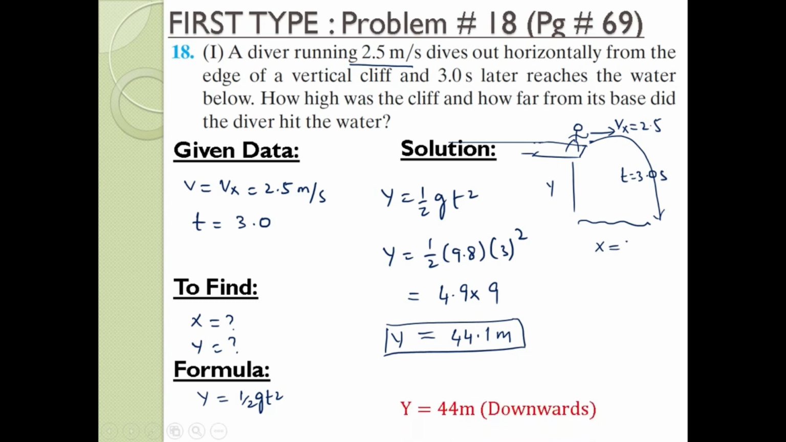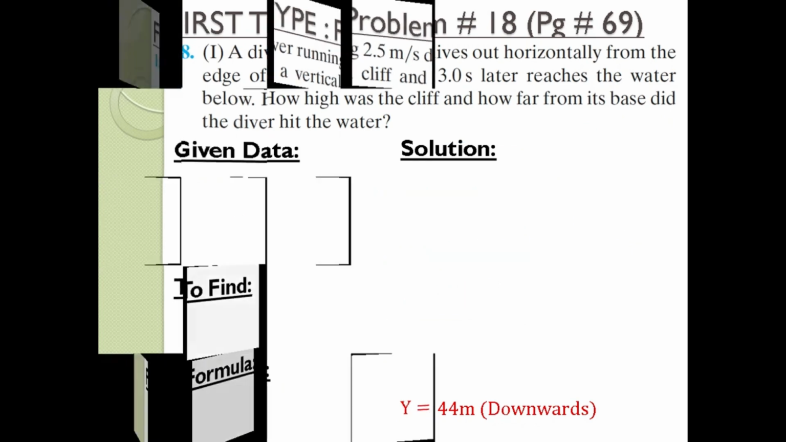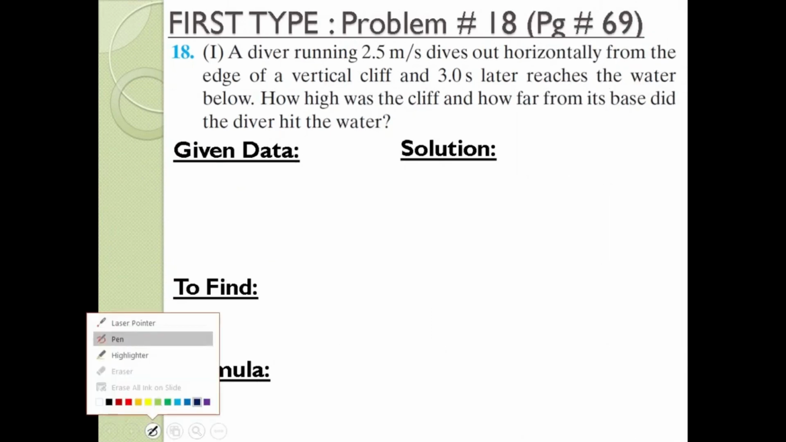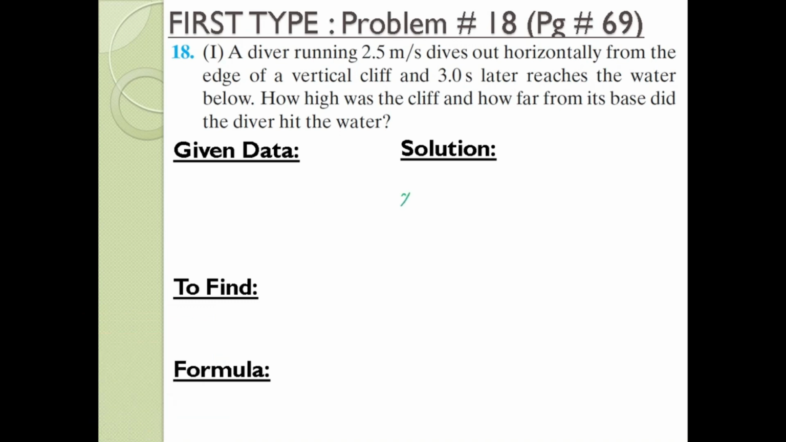If we say only two significant figures, you can approximate it to 44 meter. Okay. Now getting to the other part, when we are going to find x, to find x, the same data we will use. And for x, what do we have?